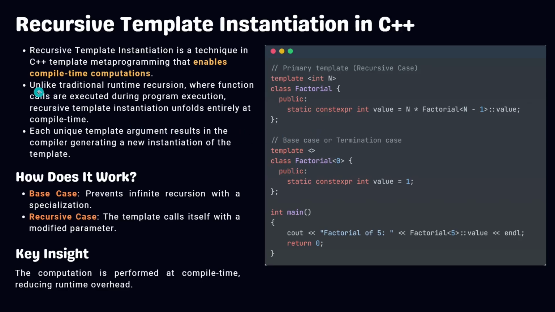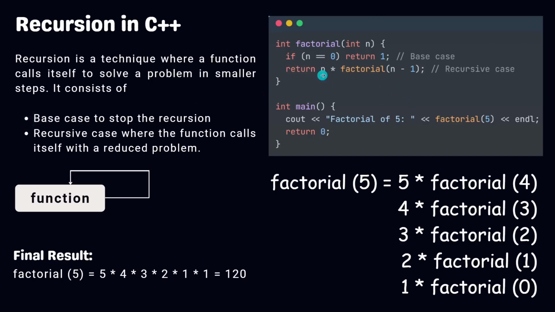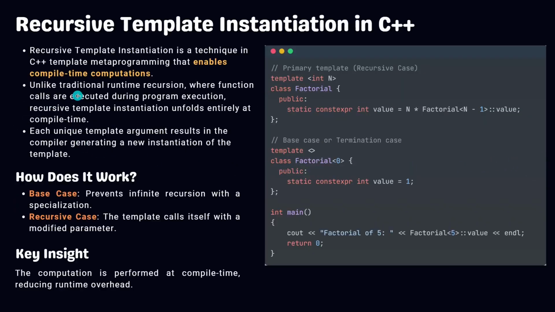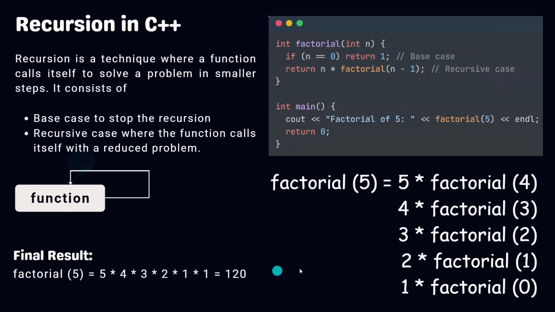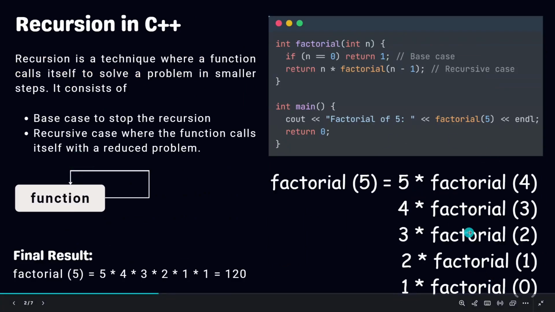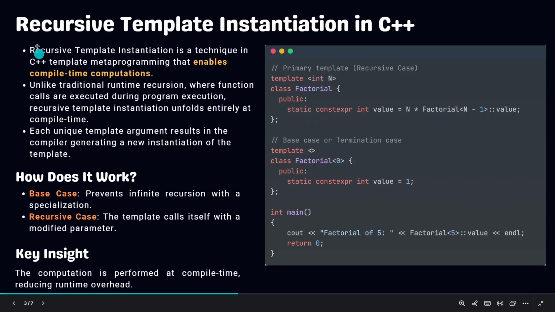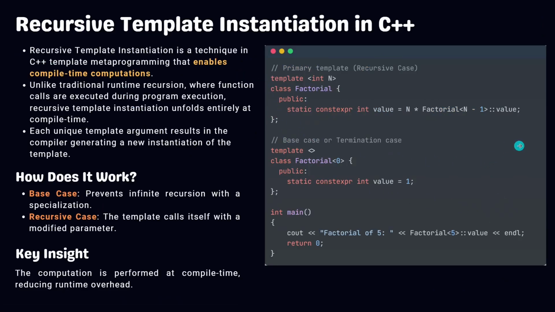So the second statement is, unlike traditional runtime recursion, traditional meaning like this one, where function calls are executed during program execution, recursive template instantiation unfolds entirely at compile time. Everything in this mechanism is done at compile time in the case of recursive template instantiation. I will show in the next slide what is happening.